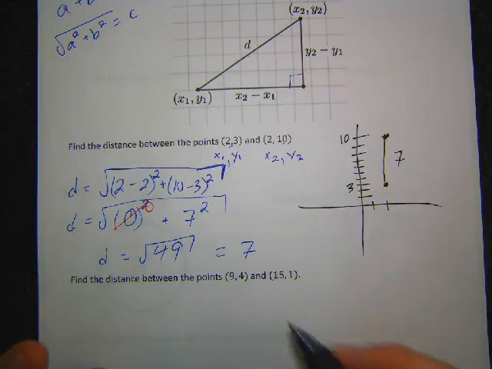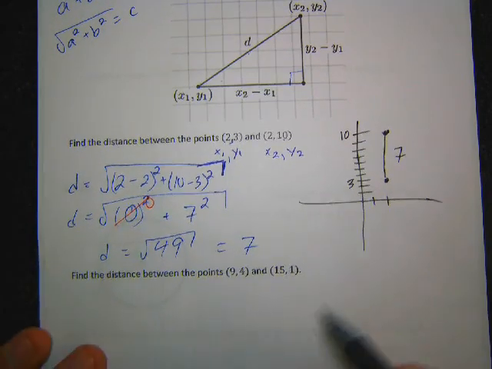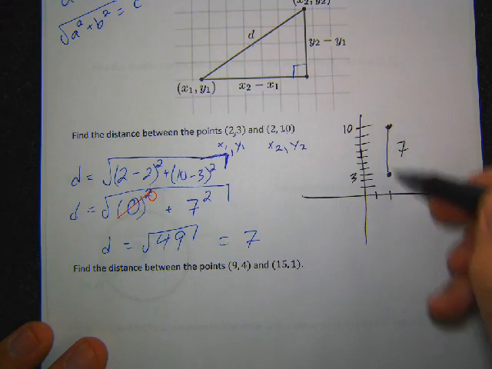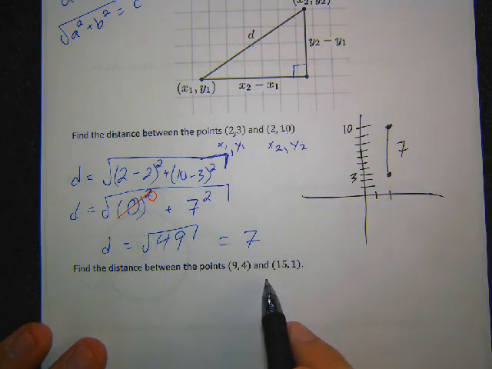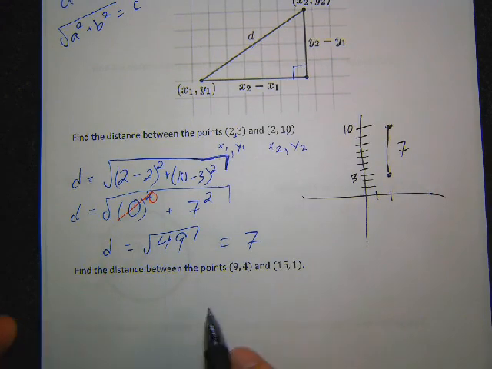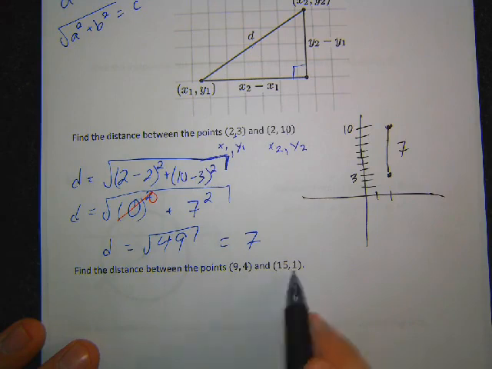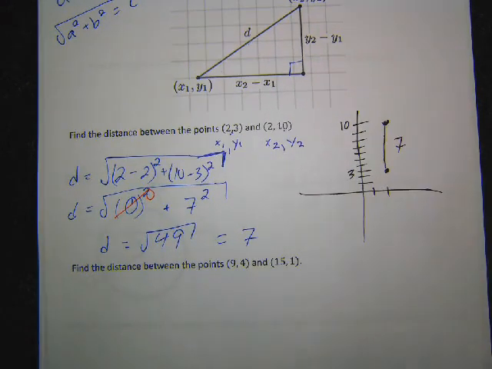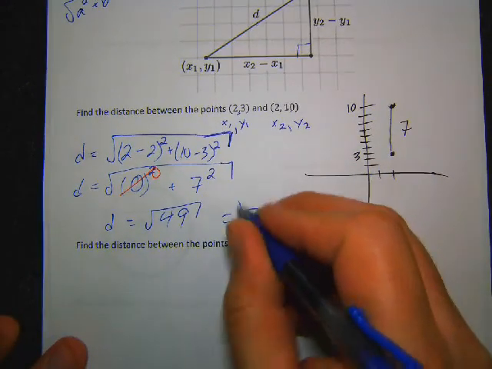So let's try another problem. This one is going to be a little more complicated because now it's not going to work out to a nice even number because these points aren't lined up. We don't have them both 2 to the left or 2 to the right. 9 and 15 don't match, 4 and 1 don't match. So this one, the distance formula will be a lot more necessary. But yeah, 7 was our answer on that first one.